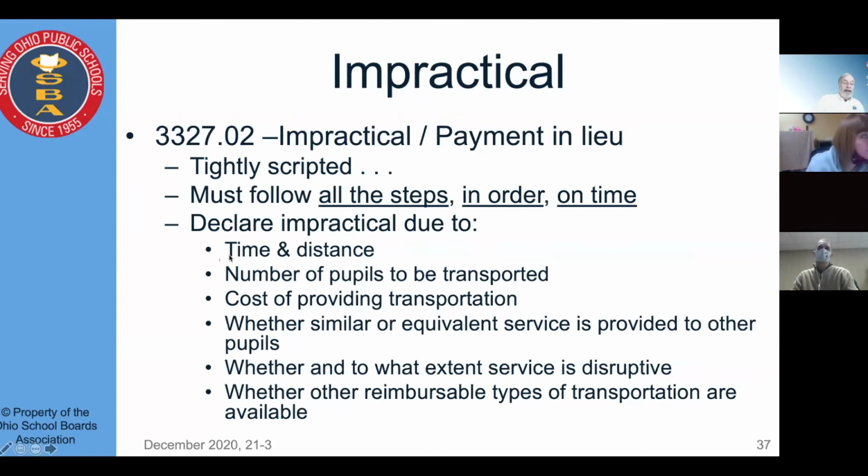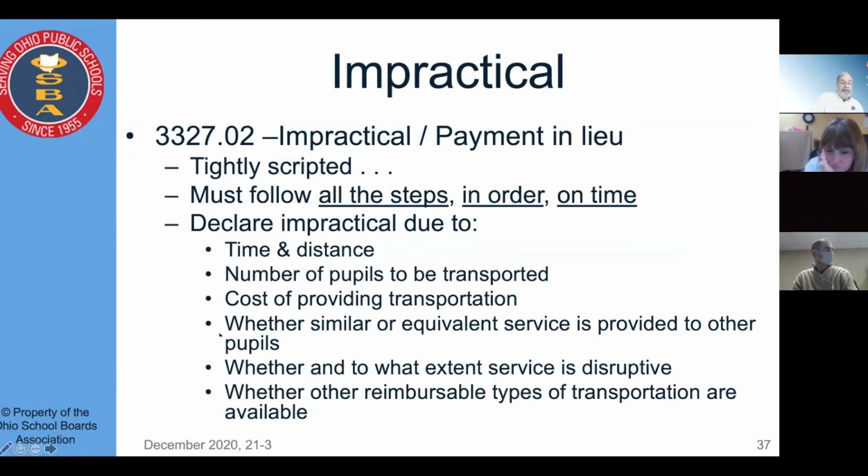And I have summarized them here with just a few words, but this is something you want to look very carefully at the law, make sure you understand them. We talk about the time and distance to transport students to school. Talk about the number of pupils to be transported. This is usually what starts the conversation at a district level. We need to talk about the cost of providing transportation. We have to talk about whether similar or equivalent service is provided to other pupils.